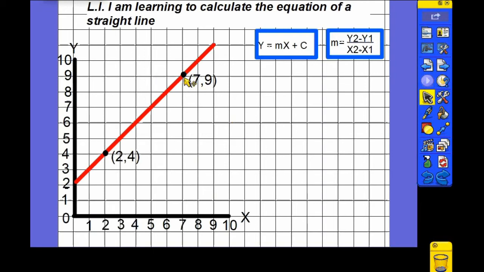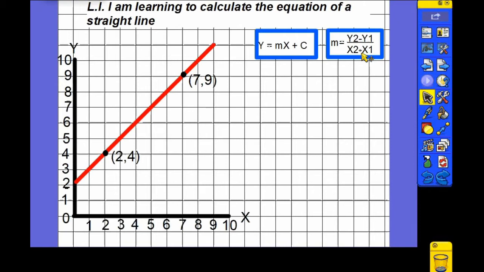It's also really important that you know how to calculate the gradient of a straight line, because that is going to be essential to working out the equation of the straight line. So if you don't know how to do that, then first of all go back and watch the video about calculating the gradient of a straight line. However, if you're comfortable with both of those, then let's get cracking with calculating the equation of a straight line.